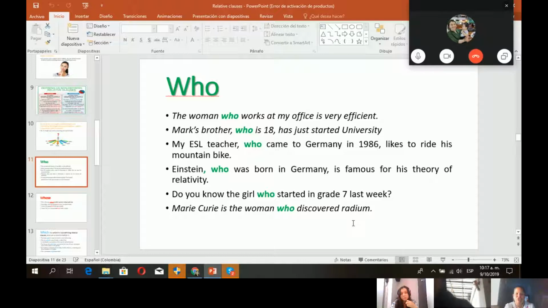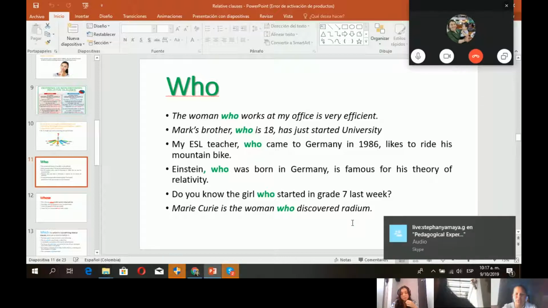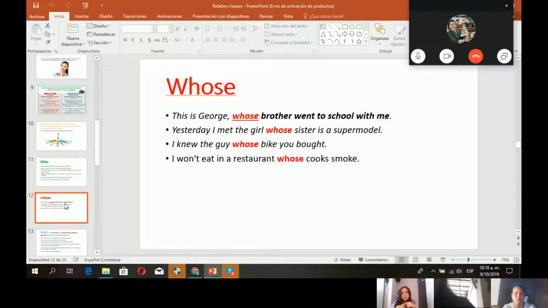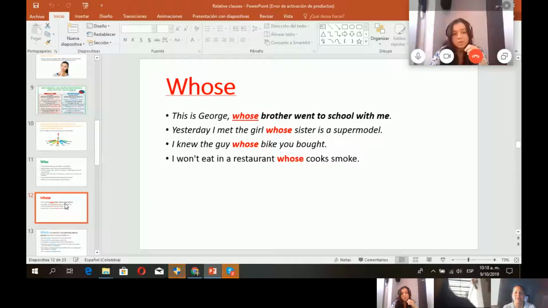In this part, look at when you use the relative who, and the section when you write a comma at the beginning and the end of the sentence. Okay, next to whose. When you use whose, it's a possessive pronoun. This is yours. Whose brother went to school with me?